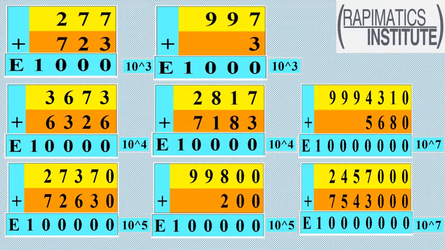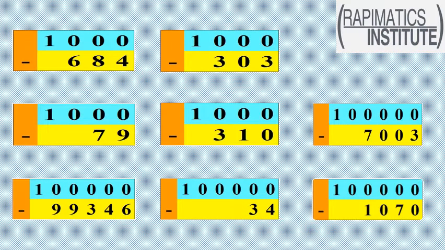Now to figure out what the complements of a number are, in this case the complement of 684, we subtract from this power of 10. So we turn these problems into subtraction problems to actually figure out what our complement numbers will be.